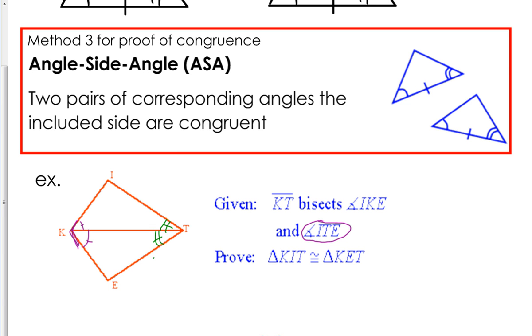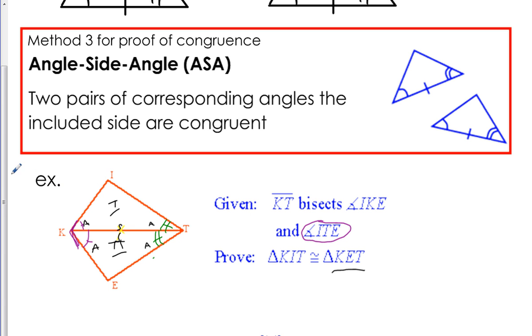So it means that these guys are equal to each other. Well, what else do I know? I know that KT is equal to itself. A line segment is equal to itself. So therefore, I can tell that triangle KIT, which is basically triangle 1, is congruent to triangle KET, which is triangle 2. And the reason is angle, side, angle. Here's an angle, here's the side, and here's the angle. Two angles and the included side.